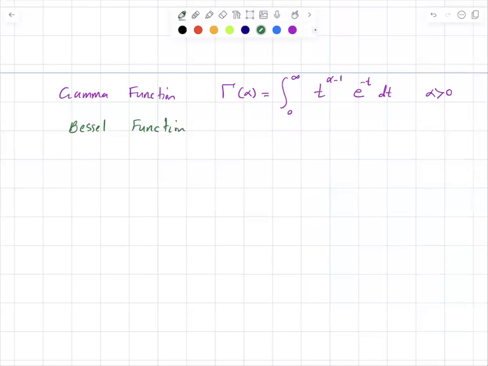We want to show that the gamma of alpha plus 1 is equal to alpha times gamma of alpha. In a special case, if alpha is a positive integer, then the gamma of n plus 1 is equal to n factorial. So let us begin the work.